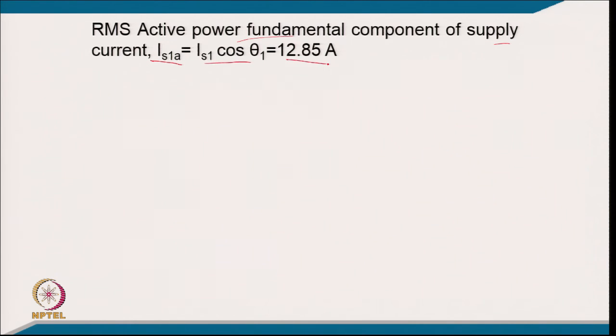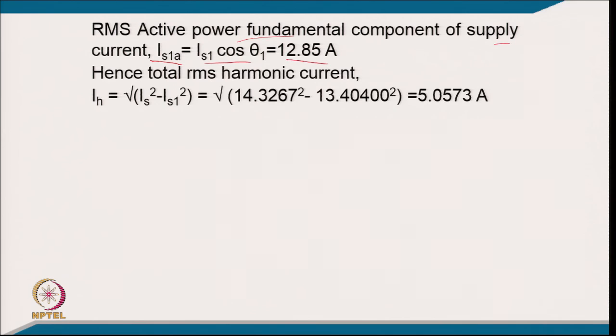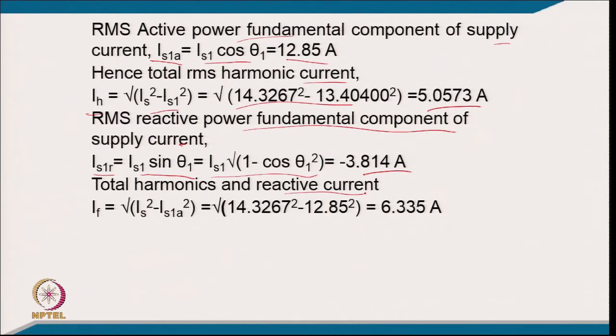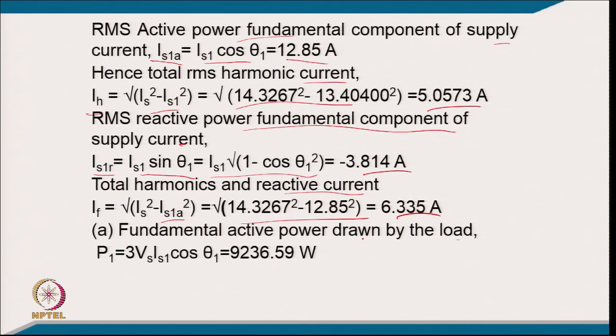After putting the value it comes 12.85 ampere, and hence the total RMS harmonic current will be IS equal to root of IS square minus IS1 square, and putting the value it comes 5.0573 ampere. The RMS reactive power component of the supply current will be IS1R, IS1 sin theta 1, and putting the value it comes minus 3.814 ampere. Total harmonics and reactive current will be IF equal to root of IC square minus IS1 square, putting the value it comes 6.335 ampere.